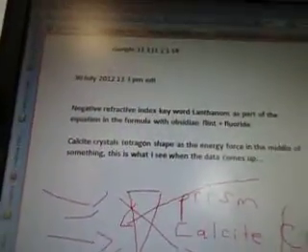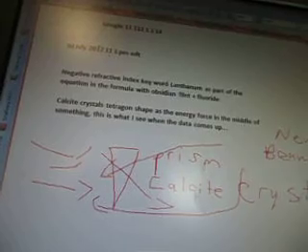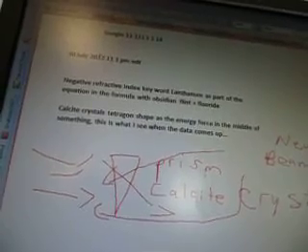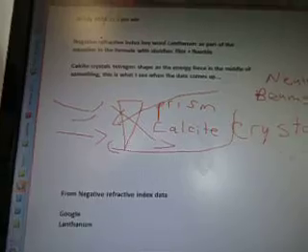So the negative refractive index keyword lanthanum is part of the equation in the formula with obsidian and fluoride. Calcite crystals, tetragon shape, as the energy force in the middle of something. This is what I see when the data comes up. So you have your prism, your calcite, and your crystals, neutrino laser beams, with my little lines there, which I can't even understand, this thing that I made.